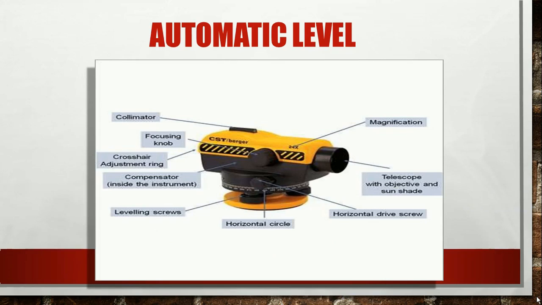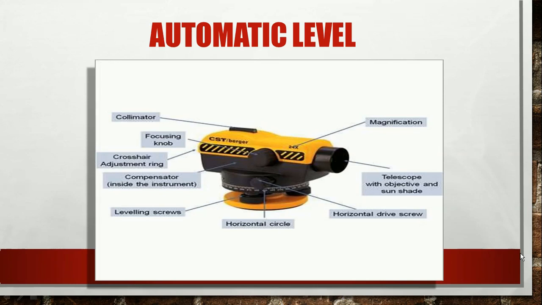As you can see, there is a magnification. The telescope has high magnification, giving a bright and clear image. 24x is the magnification level. There is the telescope with objective and sunshade, the horizontal drive screw, and the horizontal circle over which the telescope is mounted.